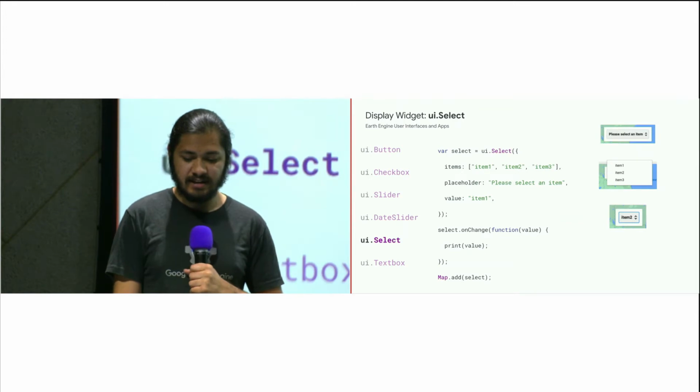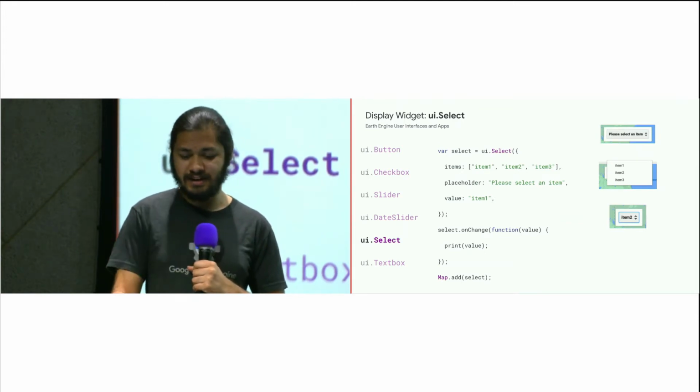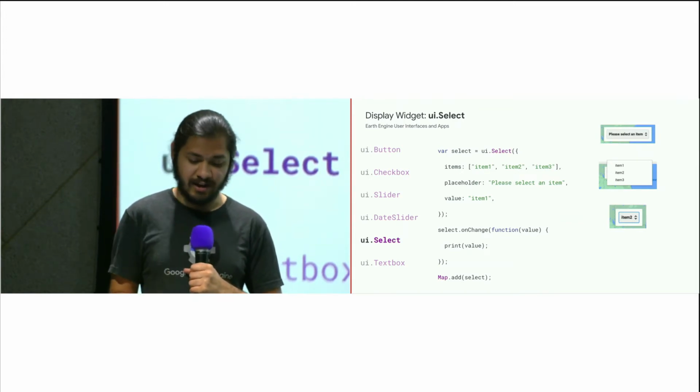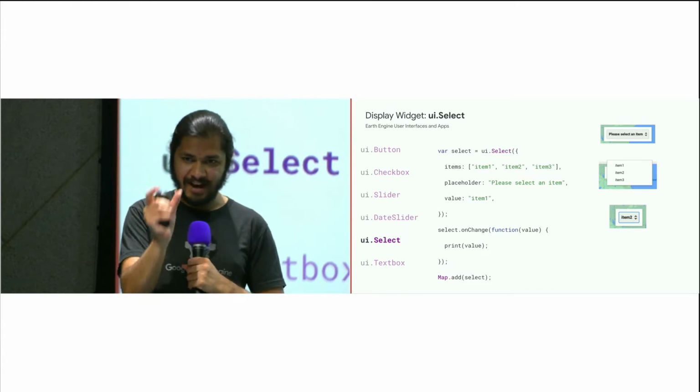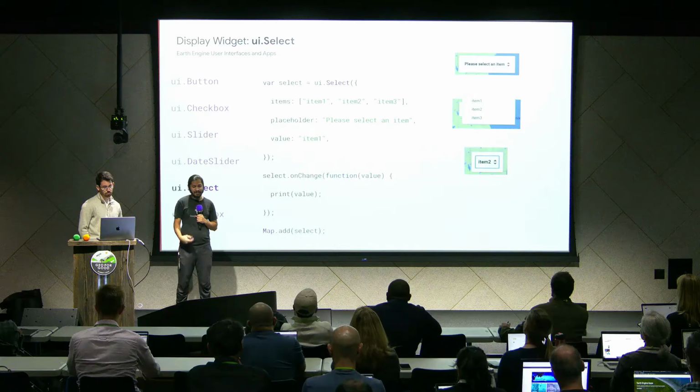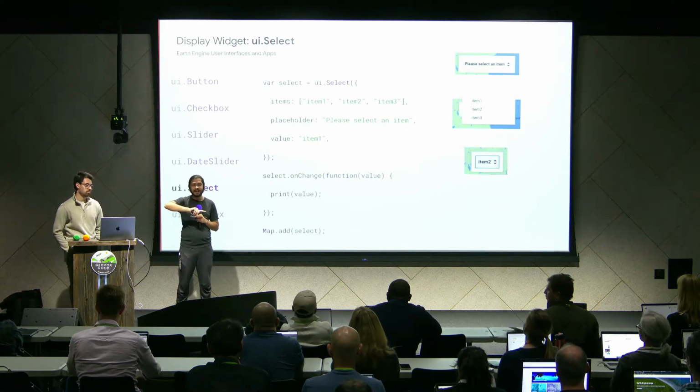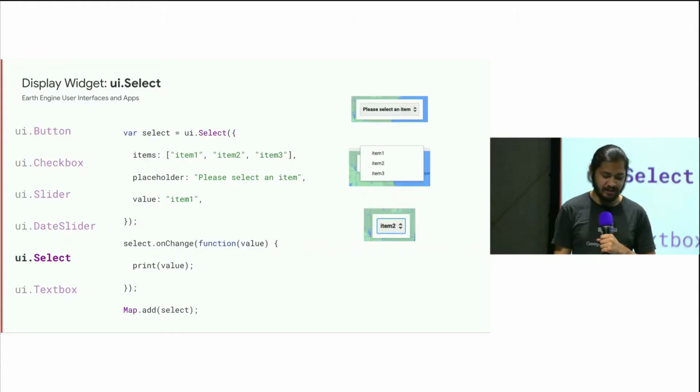A select is a dropdown. So you say what are the items you want to have the user click on, and it will return the name of the item that they clicked on. And so we can actually use dictionaries, and I'll explain that in a bit, to make that a little bit easier. So for example, you might say, okay, we have Landsat, we have Sentinel, we have MODIS, pick one from the list, and then we'll output an image. So that's something you could do with that.